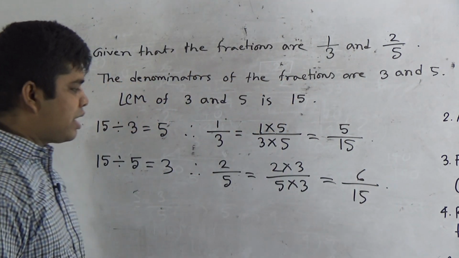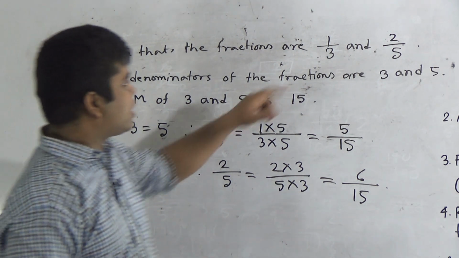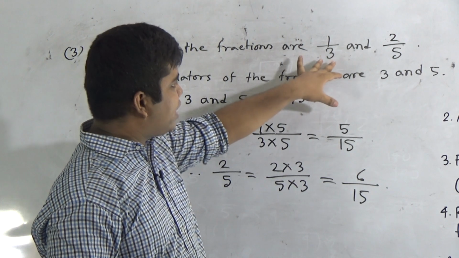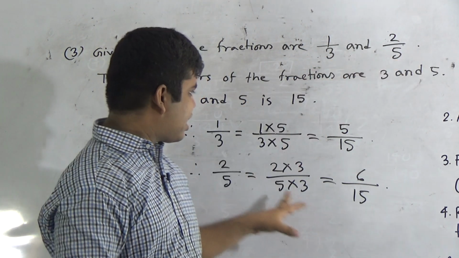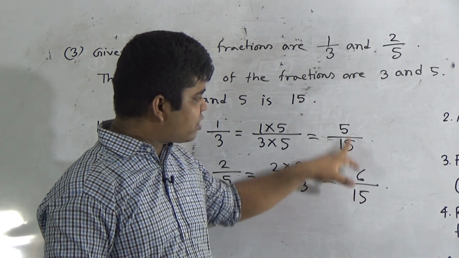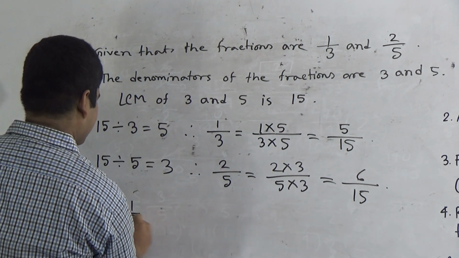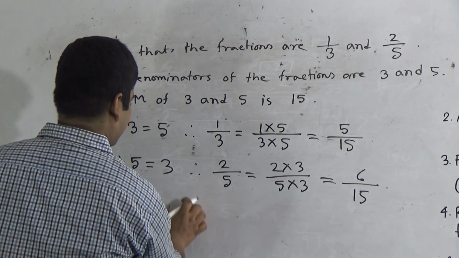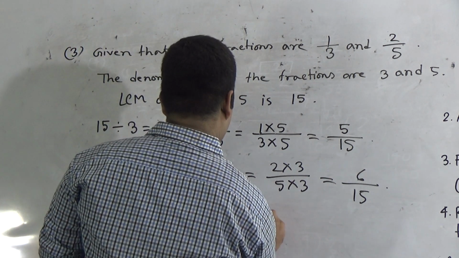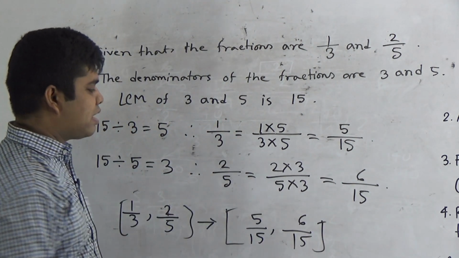Dear student, notice the question asks us to convert fractions into ones with common denominators. Here you notice 1 by 3, 2 by 5, both denominators are different, but we want to make these denominators the same. Here you notice 5 by 15 and 6 by 15. So, here you notice the denominators of the two fractions are the same. So, from this we can easily write 1 by 3 comma 2 by 5, then 5 by 15 comma 6 by 15. Okay. So, this is the answer of this question.